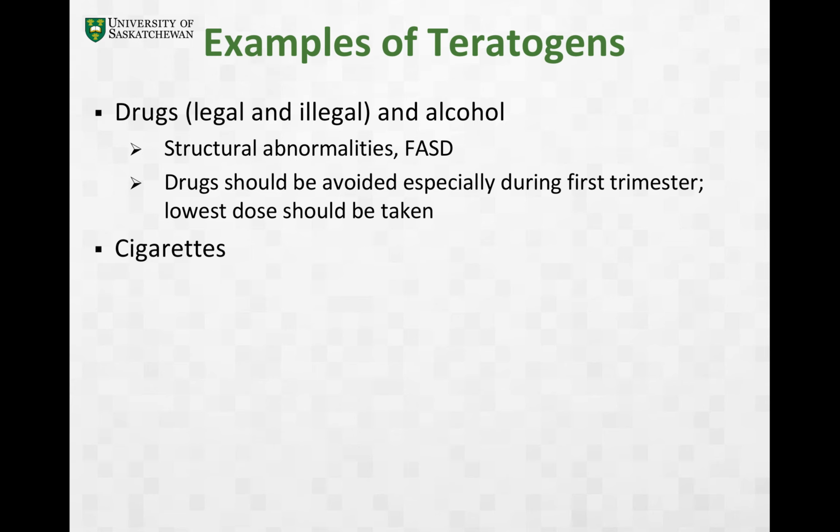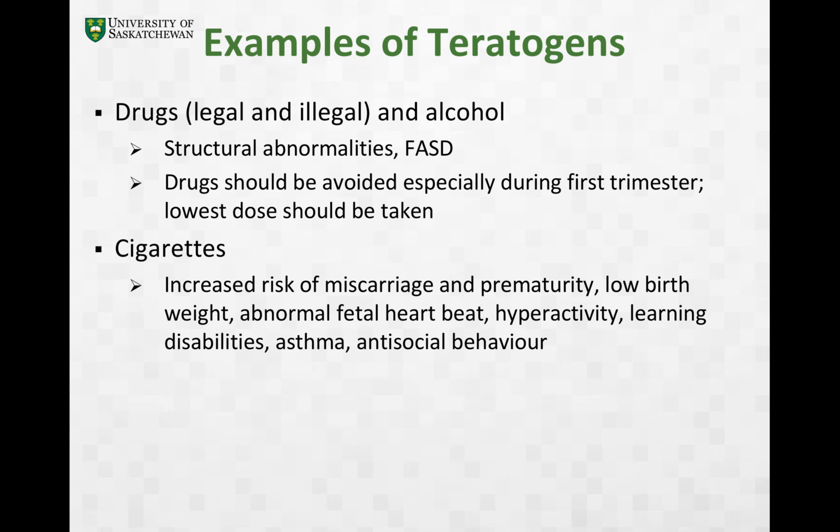We don't really think about this, but cigarettes are actually also a teratogen. And one of the interesting things that longitudinal studies have found is that, for women who smoke, there is an increased risk of miscarriage as well as premature birth. Babies that are born tend to be of lower birth weight. Oftentimes, they have an abnormal fetal heartbeat. Later on in life, they often have symptoms surrounding hyperactivity or learning disabilities, asthma, or in some cases, antisocial behavior.